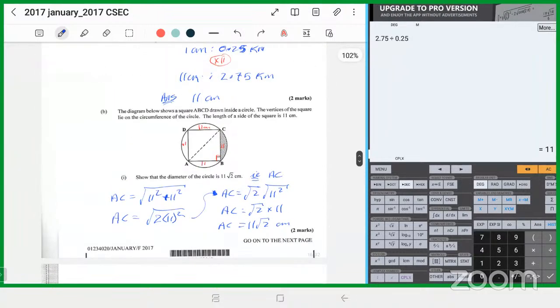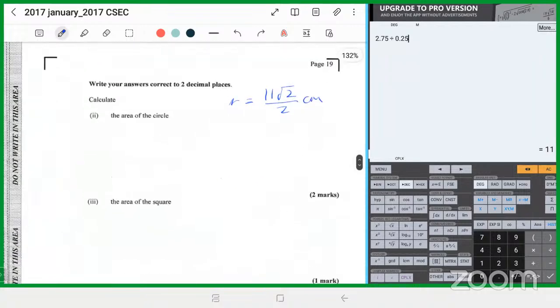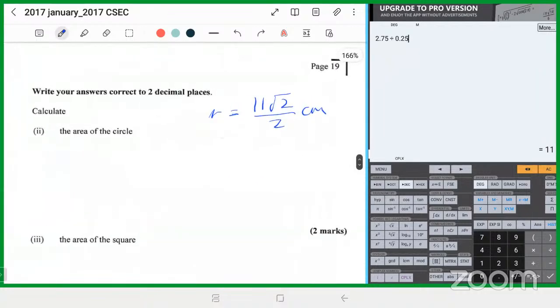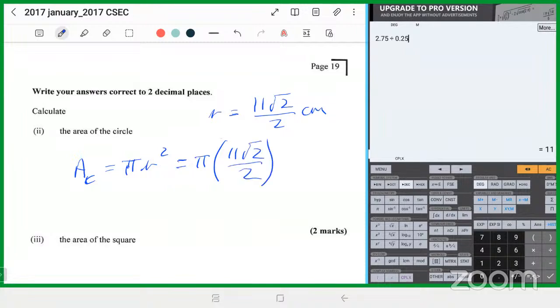They didn't tell us anything for pi. So the area of the circle is pi r squared. I'm taking this as my r. So I'm going to write the area of the circle, AC for circle, is pi r squared. So it becomes pi times 11 root 2 over 2, squared. That gives me the area of the circle.